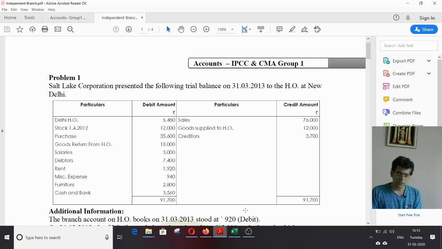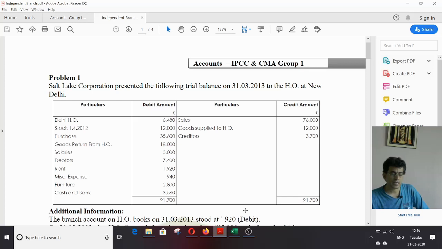Particulars debit amount, particulars credit amount. Delhi head office is given as 6,480. Stock on 1st April 2012, 12,000. Purchases 35,600. Goods returned from head office, 18,000. Salaries 3,000. Data 7,400.